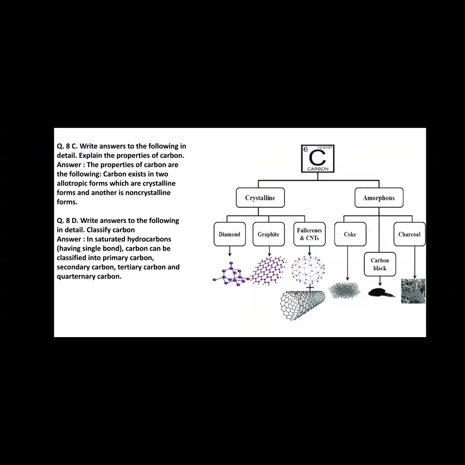Next question number 8. Write answer to the following in detail. Explain the properties of carbon. First, the properties of carbon are the following. Carbon exists in two allotropic forms, which are crystalline form, and another is non-crystalline form. These are the main two forms of carbon, that is crystalline and non-crystalline.